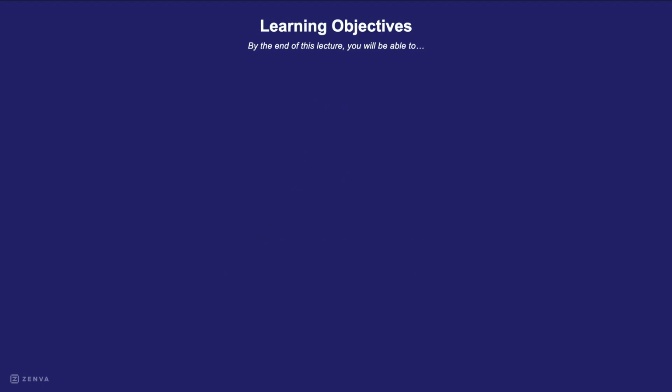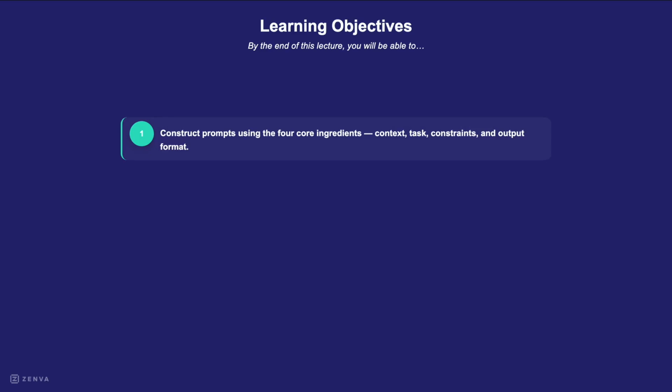Welcome to the anatomy of a great prompt. By the end, you'll learn practical skills to write good prompts and get the most from AI. Let's look at our first key goal. First, you'll master prompt engineering basics by learning to build prompts using four key parts: context, task, constraints, and output formats. This gives you a clear way to write strong, exact instructions for your AI.